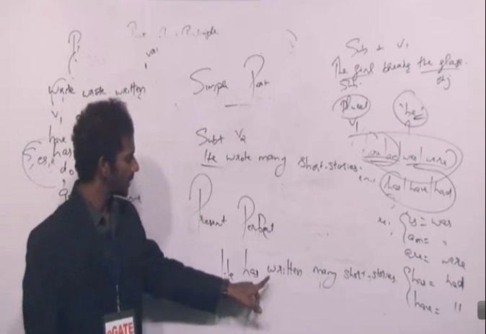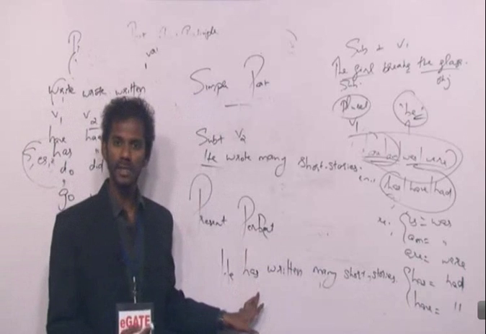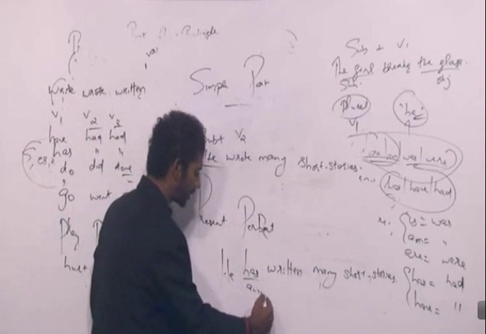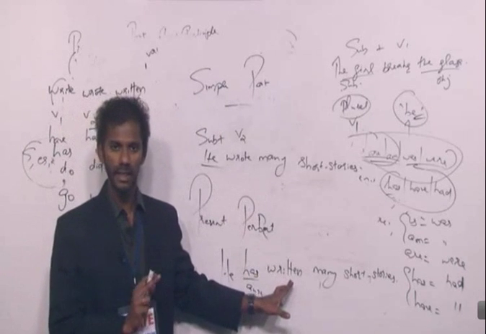Come to the second sentence. He has written many short stories. Is has a main verb or auxiliary verb here? Has is an auxiliary verb here because we have a main verb after has, that is written. Clear? Fine.